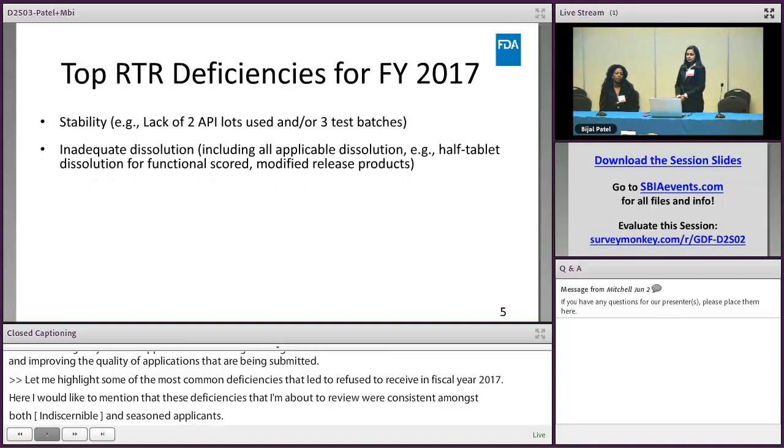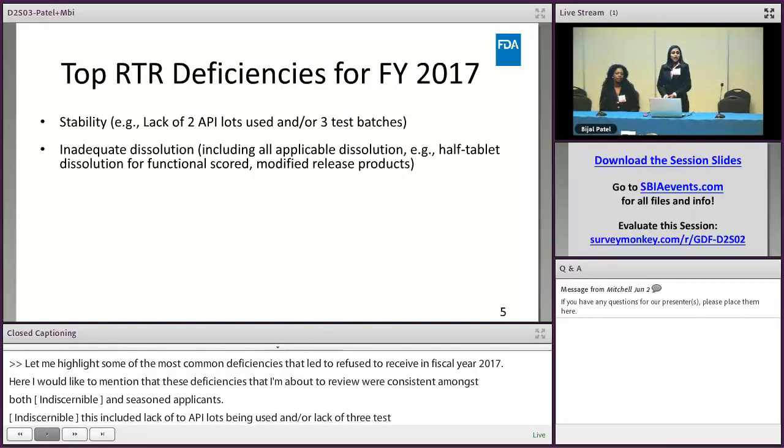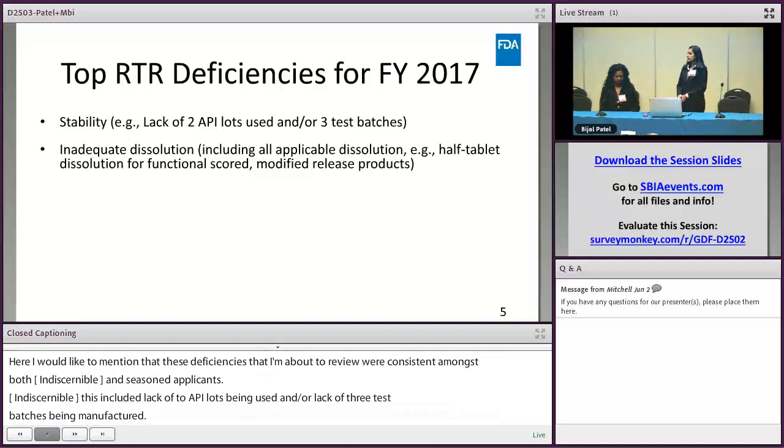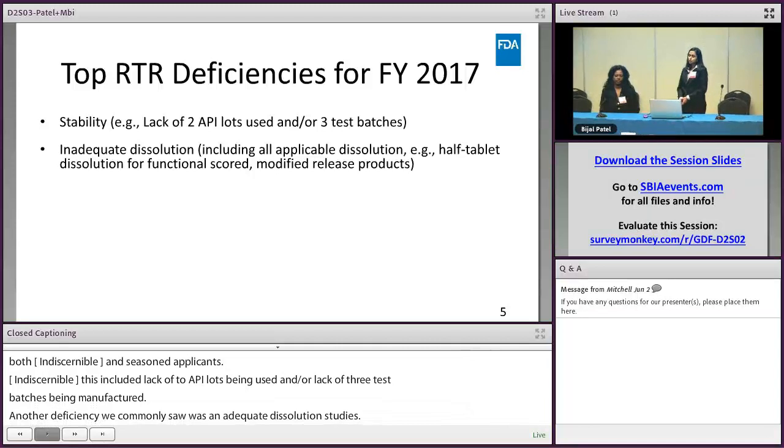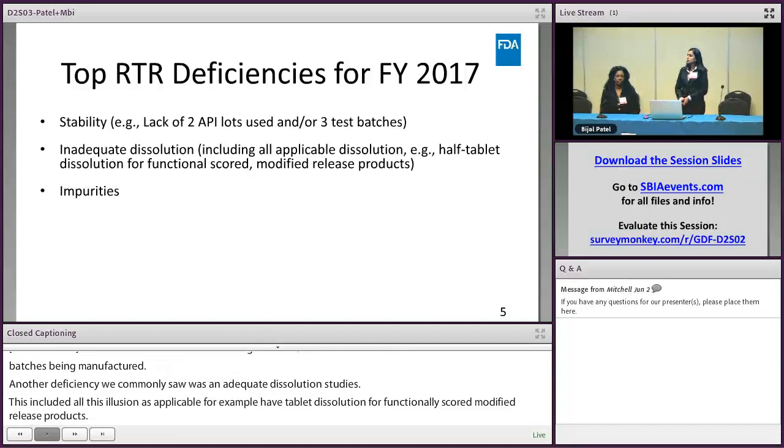Another deficiency we commonly saw was inadequate dissolution studies data, and this included all dissolution as applicable. For example, half tablet dissolution for functionally scored modified release products. The next common deficiency was lack of justification for proposed limits of drug product and or drug substance impurities or degradation product.